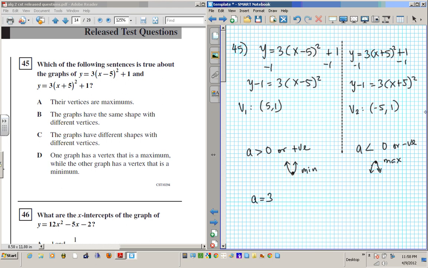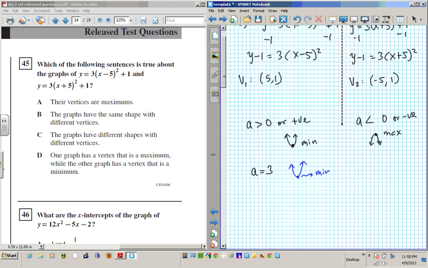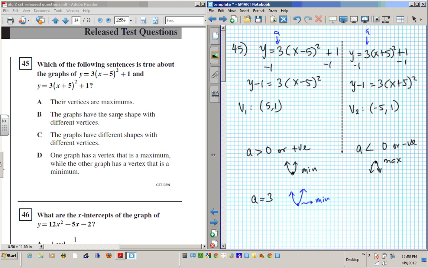Because a is right here. This right here is a. That's a for the first one. It's the same thing as the second one. They are both positive, so we're going to have a happy situation, and it's basically going to be a minimum, okay? It's going to be a min. But A says the vertices are maximum, so that's absolutely wrong. Okay, so A is not the answer.